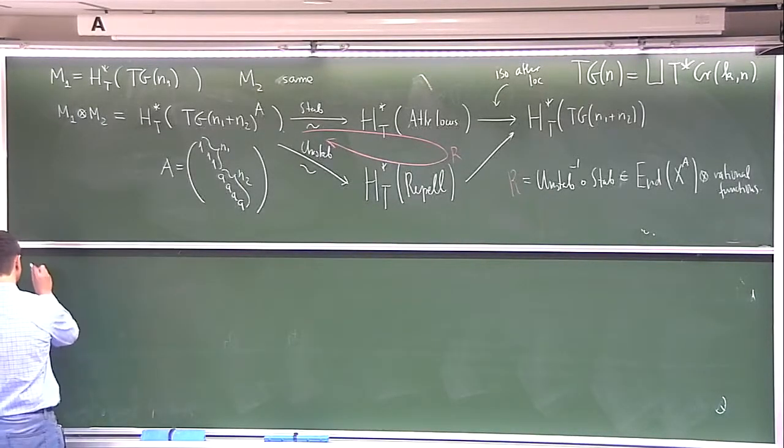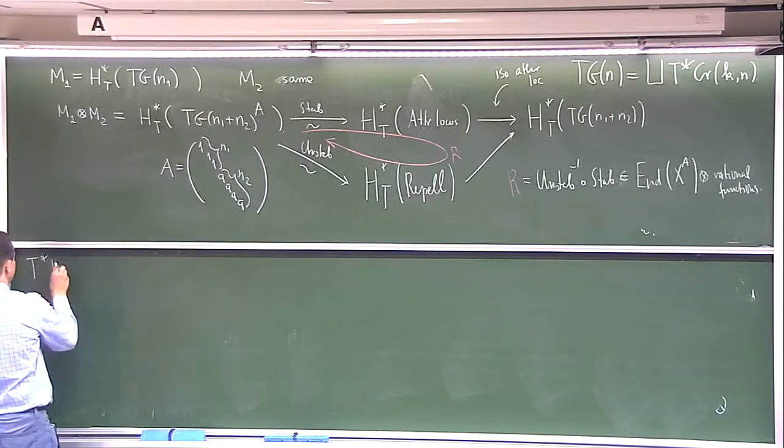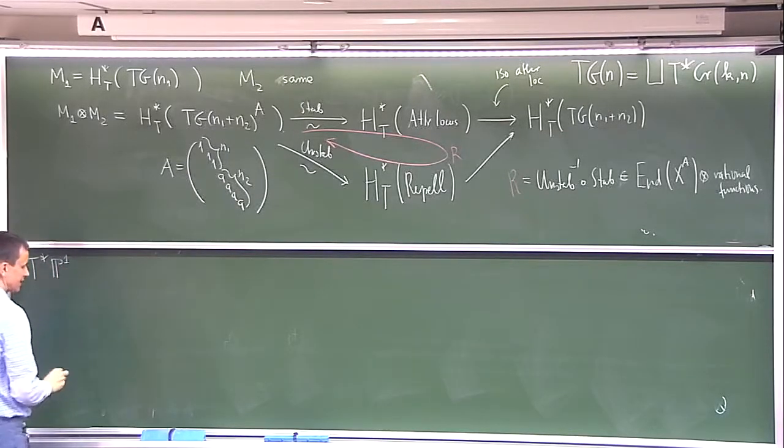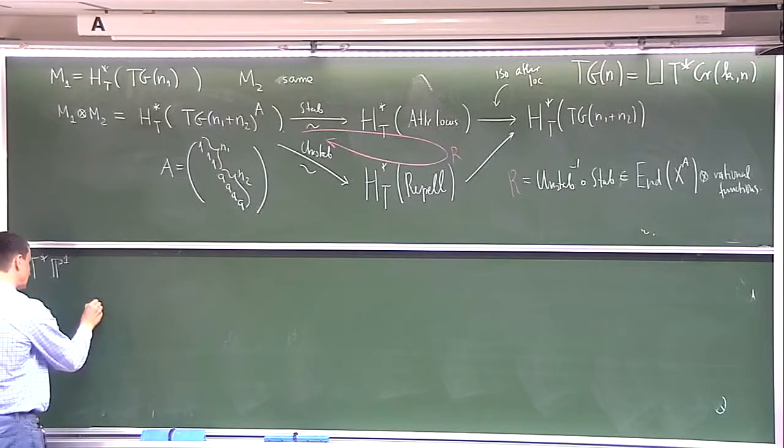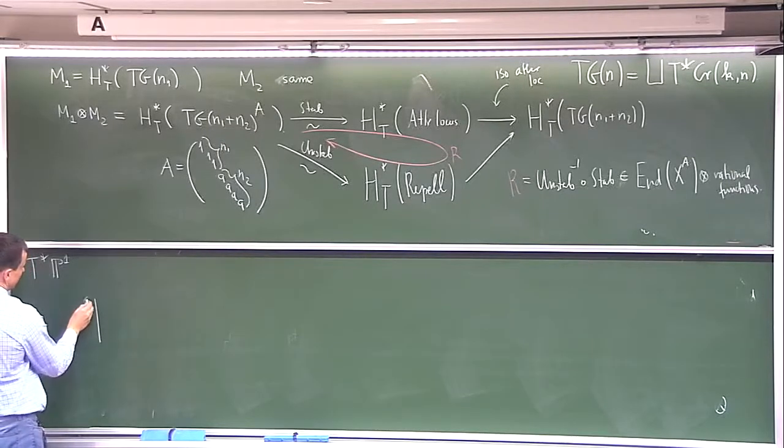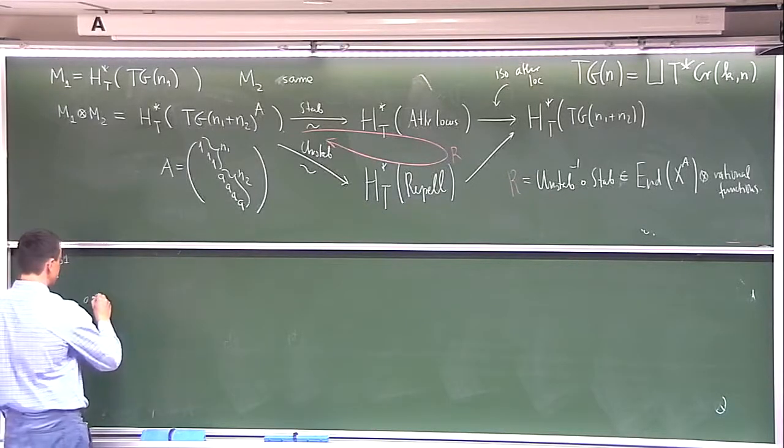So what is it if I take T star P1? What does this look like? So this looks like my picture of T star P1, and there's a P1 itself. Maybe this point is 0, this point is infinity, and then there are the cotangent fibers.